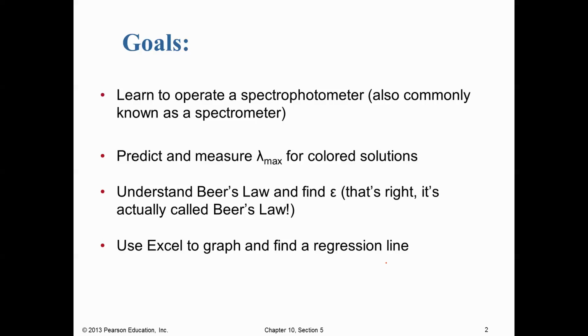So in this particular experiment we have 4 different goals. Our first one is learning to operate a spectrophotometer. And these are also called spectrometers. So you can call it either name, just pick the one you prefer, spectrophotometer or spectrometer.